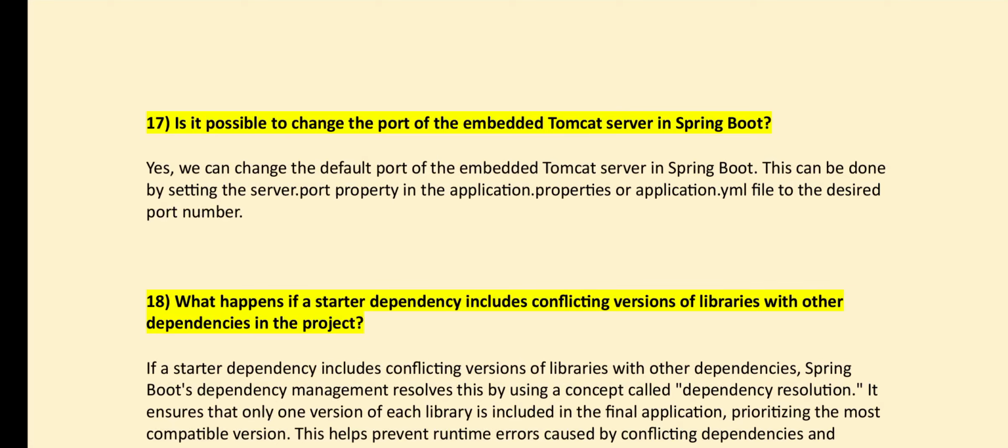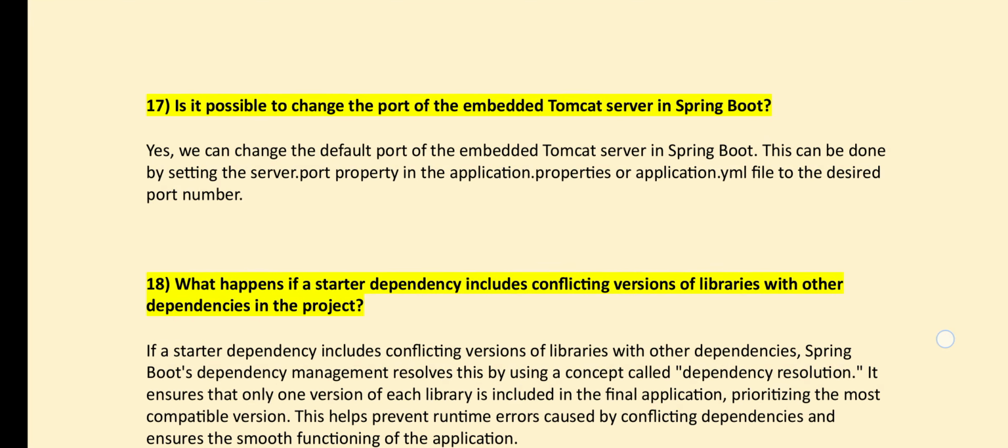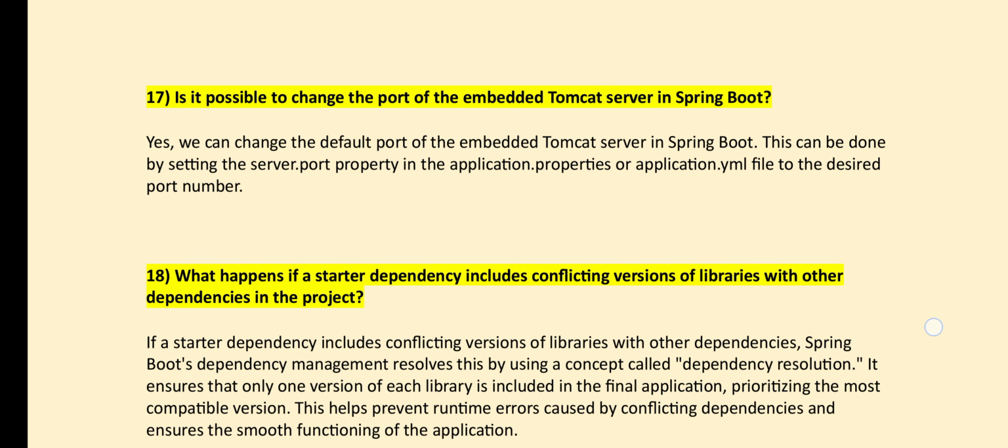Is it possible to change the port of the embedded Tomcat server in Spring Boot? Yes, we can change the default port of the embedded Tomcat server in Spring Boot. This can be done by setting the server.port property in the application.properties or a YML file to the desired port number.